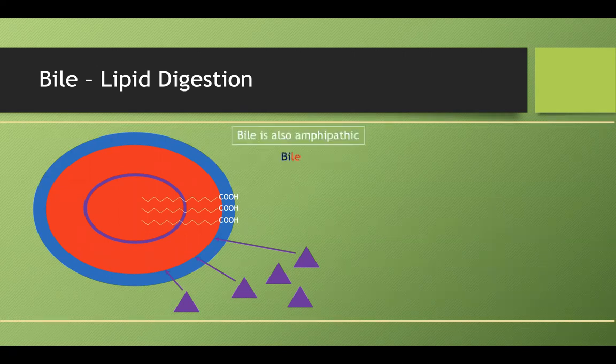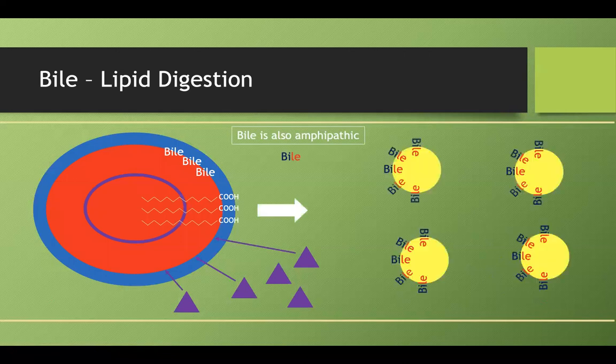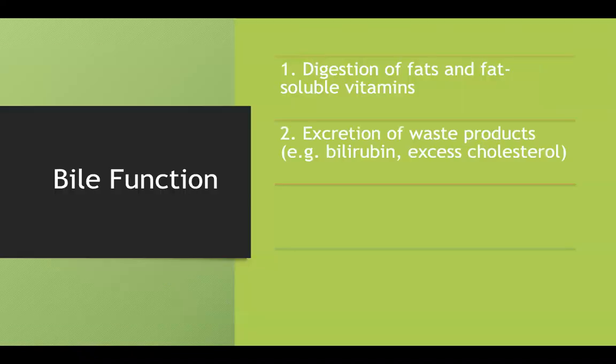The good news is, though, that bile is also amphipathic. So what bile can do is it can start binding in there and kind of break down this huge globule into a lot more small globules. And so you'll have pancreatic enzymes that can reach more surface area and break down these fats a lot easier through that process of emulsification.